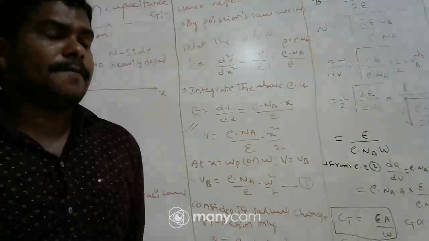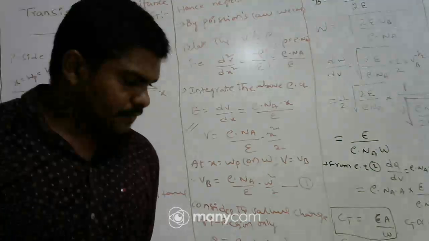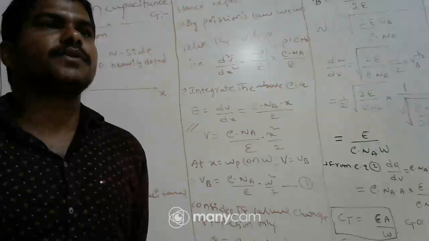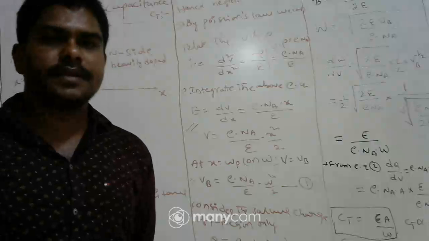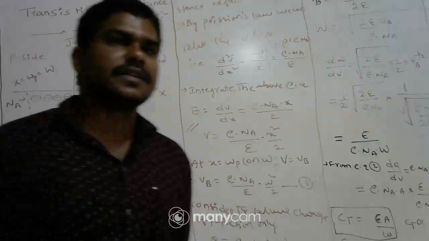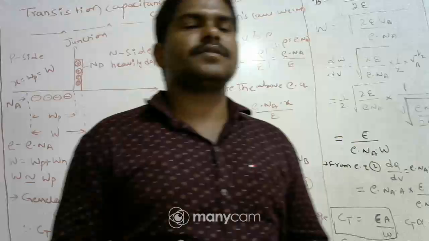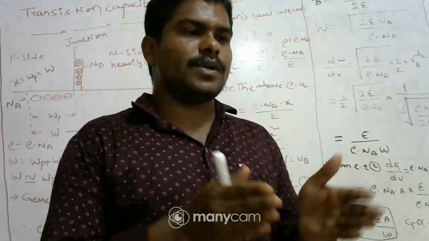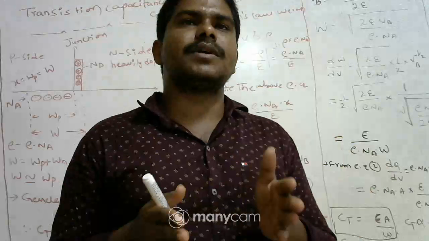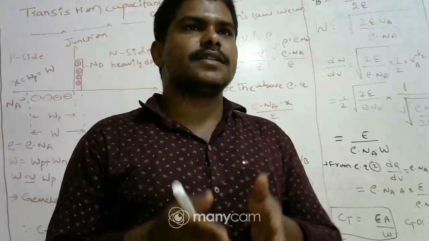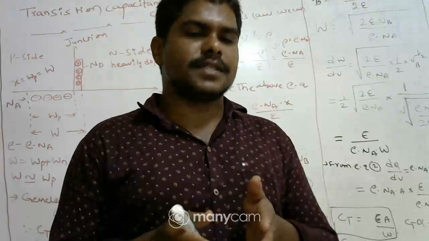Transition capacitance. Generally, the capacitance in a diode, because when you combine the p-type and n-type material, it forms the junction. The junction is established like a capacitance, meaning one side positive, another side negative. That positive and negative means we can say the junction is acting as a capacitance.